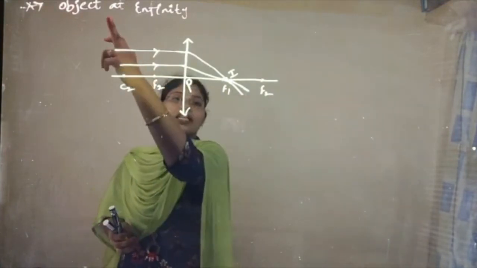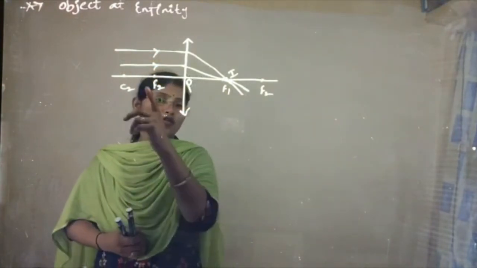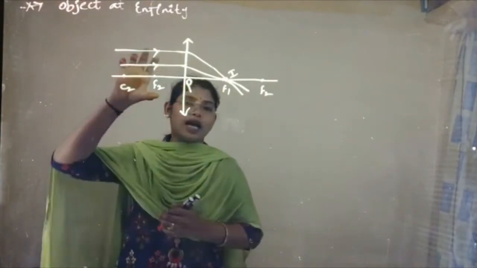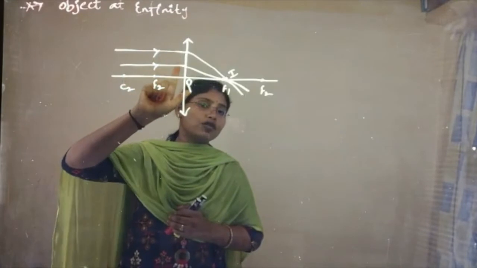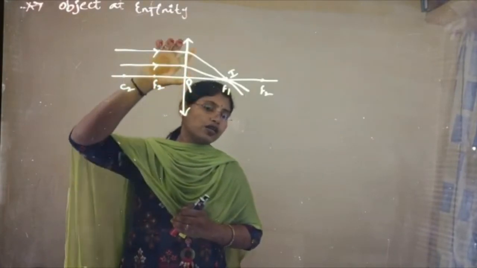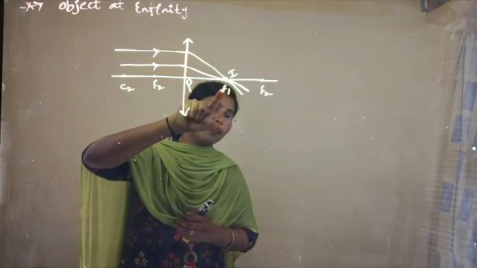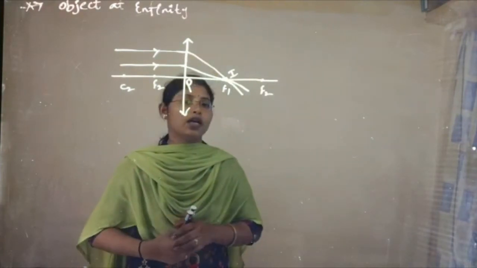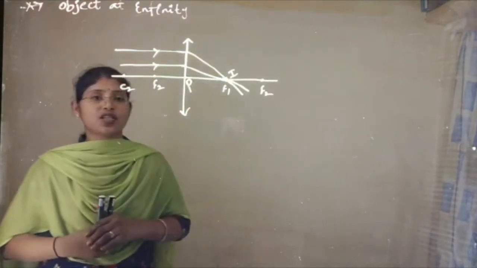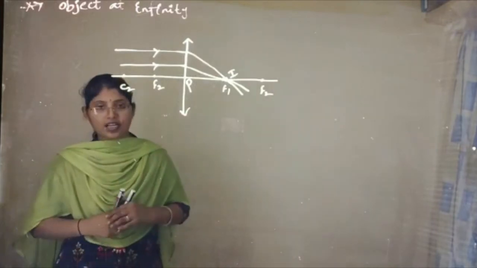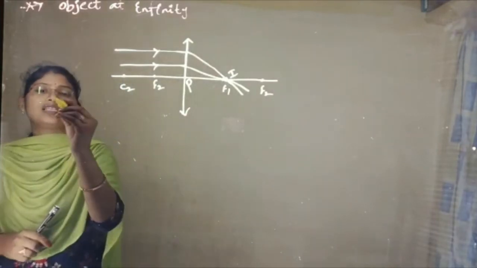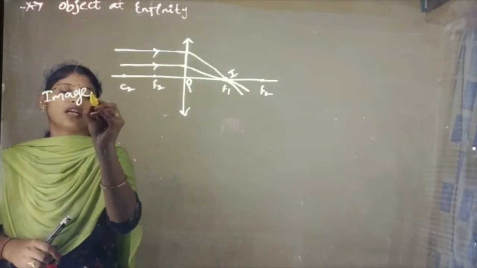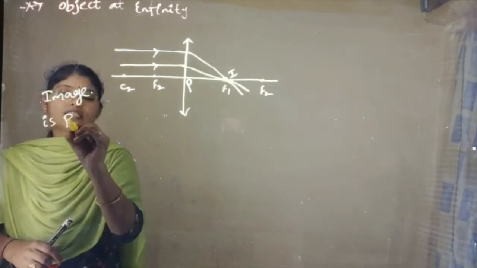So when the object is placed at infinity, it sends parallel rays. These parallel rays pass through the lens, and after refraction the refracted rays converge at the focal point. That focal point indicates the image point. So what is the nature of the image? The image is a point size image.